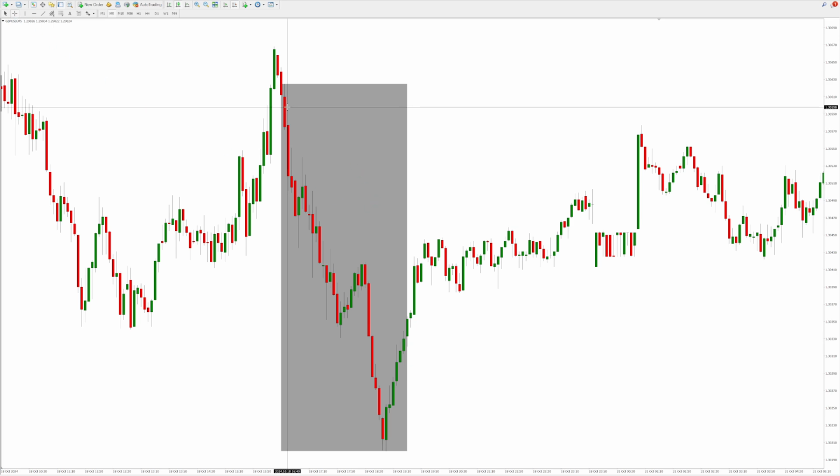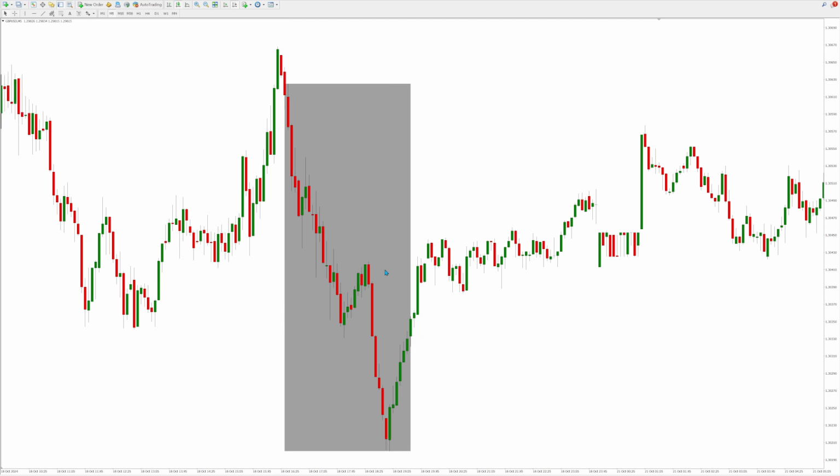In this video, I'm going to show you how you can capture a move such as this one for over 40 pips during the space of a few hours. This is a pound-dollar 5-minute chart in the MT4 trading platform. You can do this strategy in any trading platform and any trading instrument.